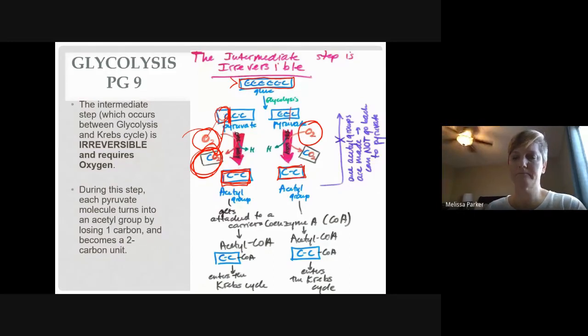Okay. Now it's irreversible because it requires oxygen, right? So the intermediate step is irreversible. You cannot go backwards now. So this process occurs in the mitochondria membrane and the cytoplasm.